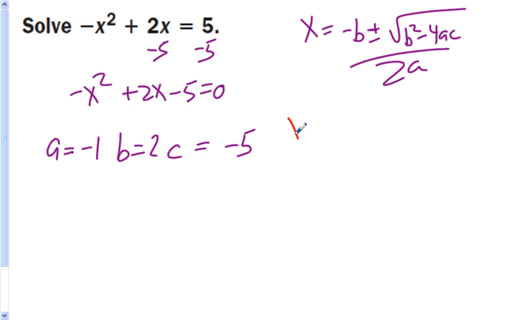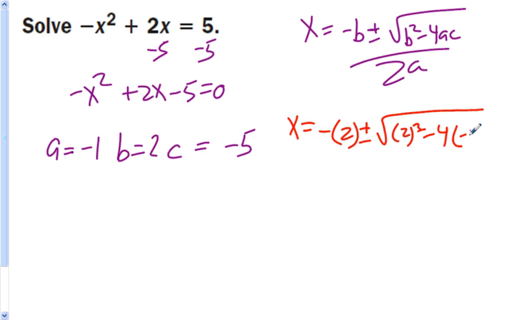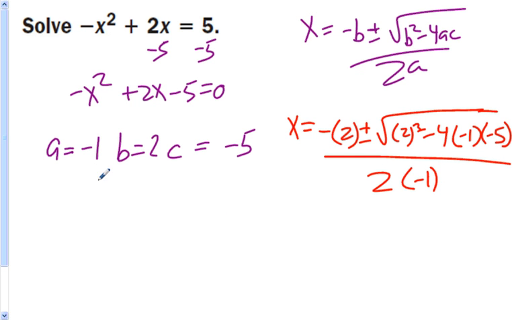So I've got x equals negative, and in the place of b, I'm going to plug in a 2, plus or minus the square root. I'm going to have b squared, that would be 2 squared, minus 4 times my a, which is negative 1, times my c, which is negative 5. And then that whole thing will be divided by 2 times my a, which is negative 1. So once you plug it in, you've got to simplify it. So I'm going to go over here, and we will simplify.